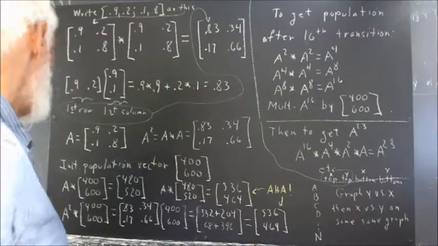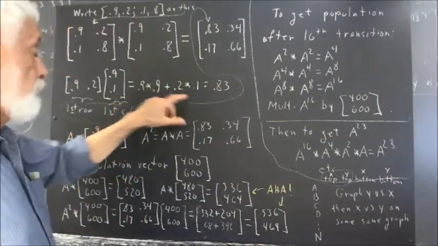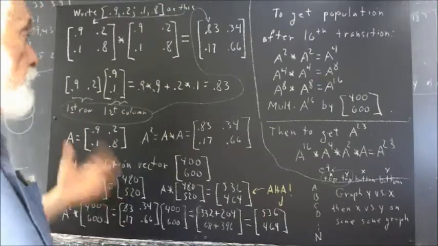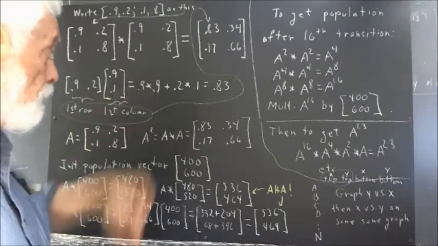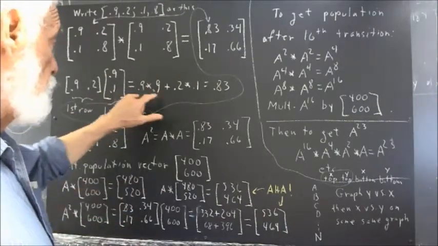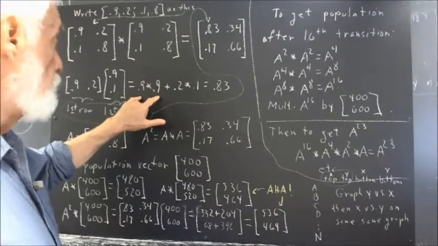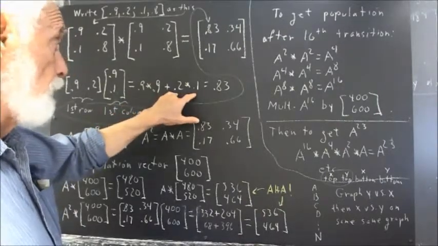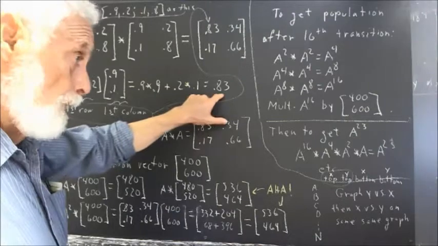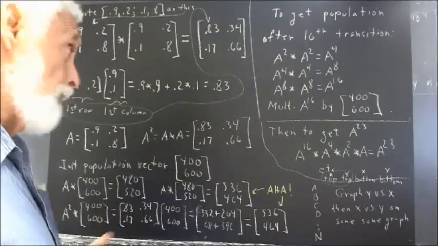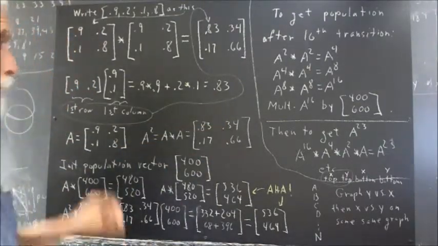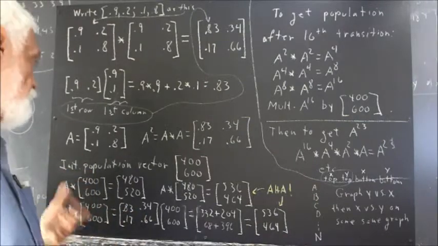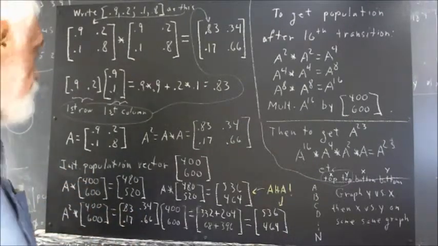So, we can do these, and I emphasize that you shouldn't be reaching for a calculator to do this. 0.9 times 0.9 is 0.81. 0.2 times 0.1 is 0.02, and you add those and you get 0.83, and you should be able to do that in your head. If you can't, please consider practicing more arithmetic in your head. Okay.